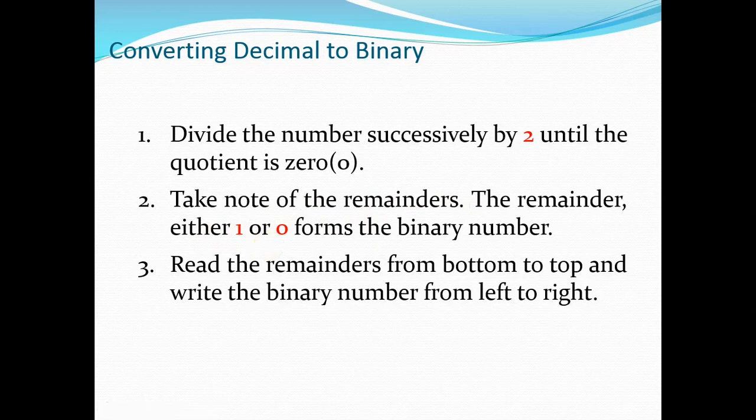Whatever the number is, if we divide it by 2, it could only have either a 0 remainder or a 1 remainder. For example, if we divide 7 by 2, that would be 3 remainder 1, right? If we divide 10 by 2, that would be 5 remainder 0. So those are examples. Then read the remainders from bottom to top and write the binary number from left to right. And again, this won't make sense until we have an example.